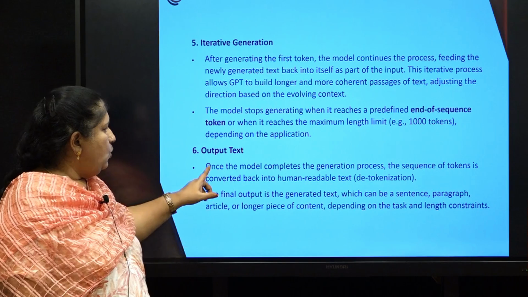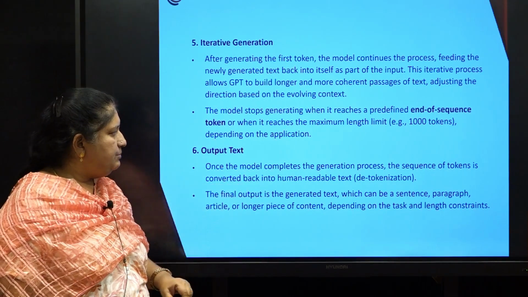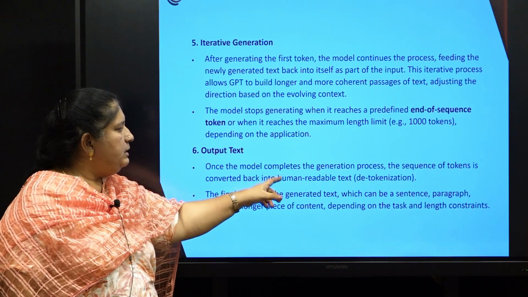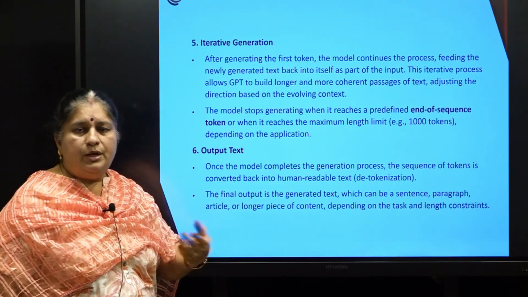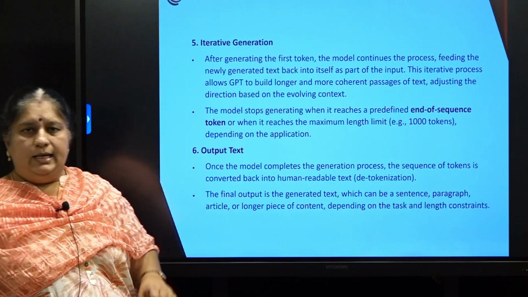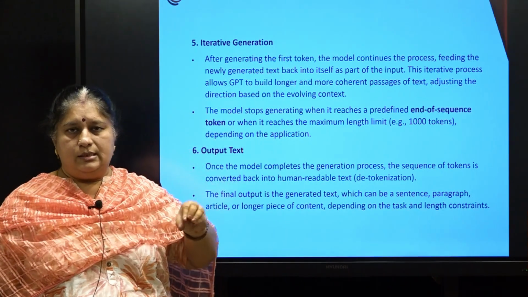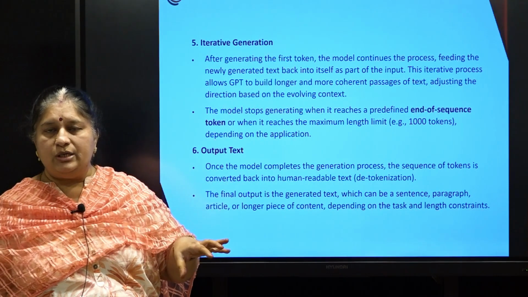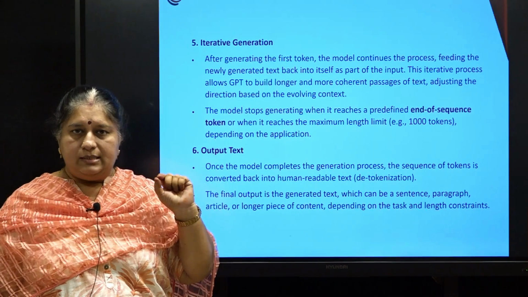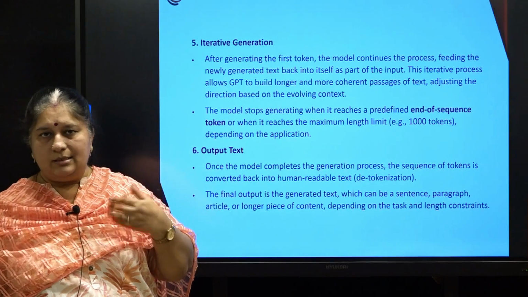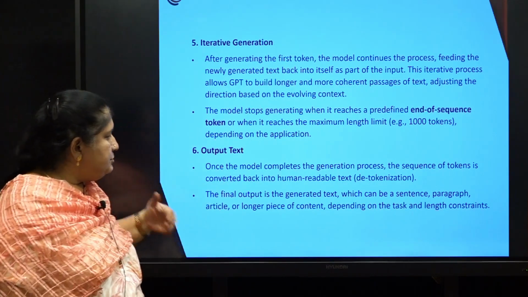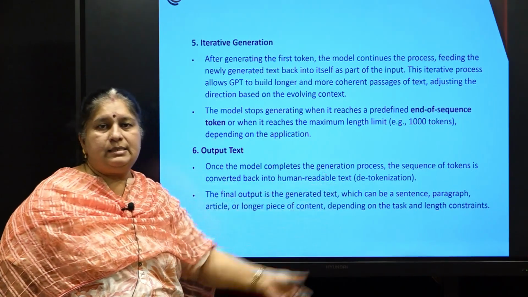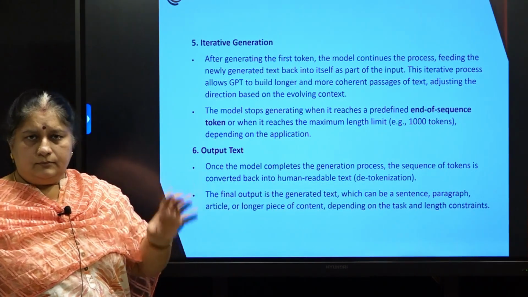Output text. Once the model completes the generation process, the sequence of tokens is converted back into human readable text. What do I mean by human readable text? It has generated individual tokens. Now it has to put them into sentences, paragraphs, punctuation, where to use uppercase letters, where to use lowercase letters, etc. It will try to do that conversion into human readable text, which we are calling detokenization.